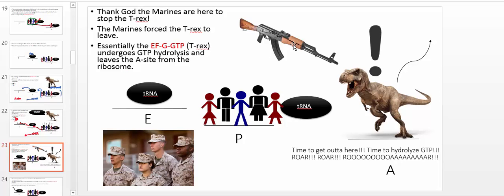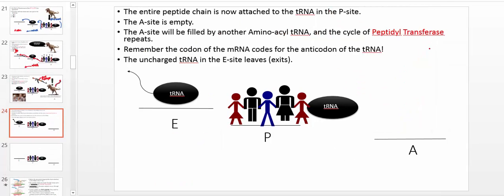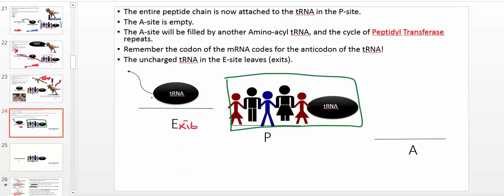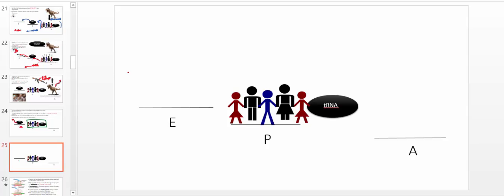Okay? So you could sort of think of this as the hydrolysis of GTP. So essentially the hydrolysis of GTP is what causes the T-Rex, or the EF-G-GTP, to leave. Okay? And the net result of that is that you have this group of people in the P site attached to the tRNA in the P site, and then whatever's in the E site, the exit site, they leave, right? That tRNA leaves because it's the exit site. It dissociates, okay? And so you end up with a situation like this.